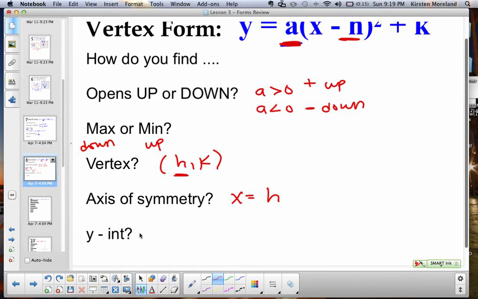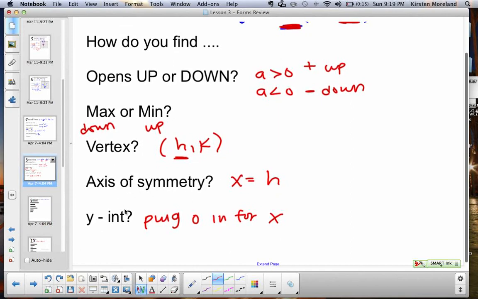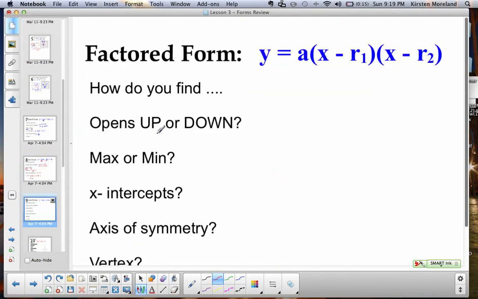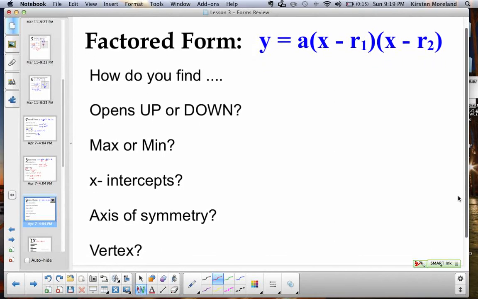the actual numbers. To find the y-intercept, you're going to plug 0 in for x. Anytime you don't know the y-intercept, you're always going to plug 0 in for x, because we always write the y-intercept 0, comma blank. The x-coordinate of every y-intercept is 0. All right. So then we're going to move on to factored form.